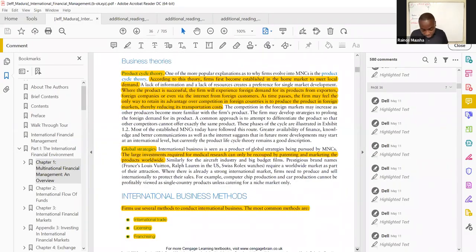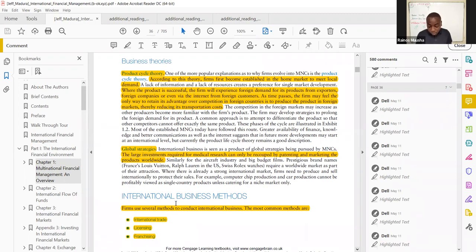Next, we look at global strategies. And here they say, international business is seen as a product of global strategies being pursued by multinational corporations. So the large investments required for medical research can be recouped by patenting and marketing the products worldwide. So when you're looking at business theories, you can also look at global strategies, where you say, how do we ensure that we're able to distribute our products globally? And also, how do we ensure that we're able to protect our product globally as well?